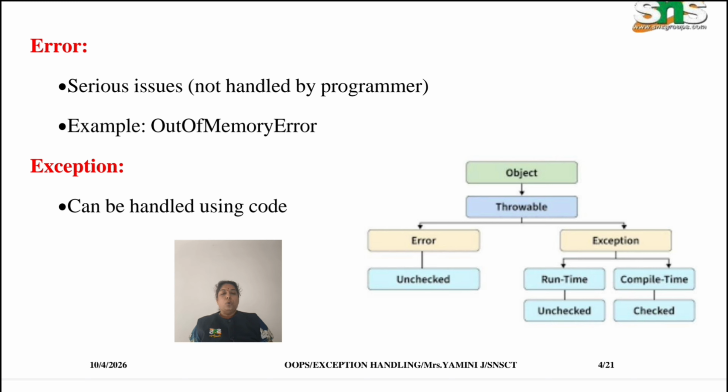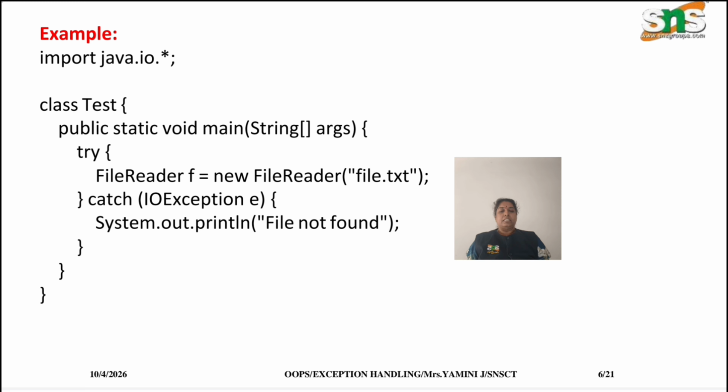Next, checked exception example. In this example, the program attempts to open a file using FileReader. If the specified file does not exist, Java throws an IOException. The risky code is placed inside the try block, while the catch block handles the exception and displays the message file not found. This example demonstrates how checked exceptions are handled safely in a Java program.